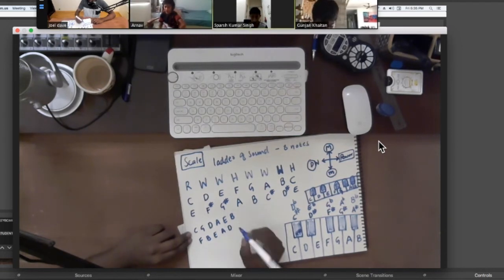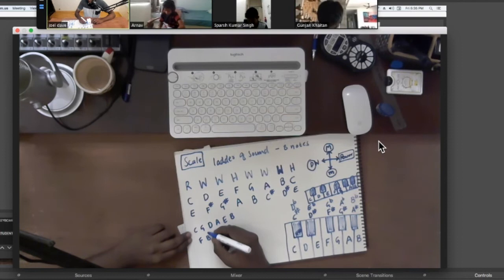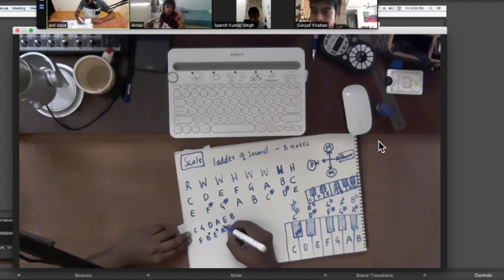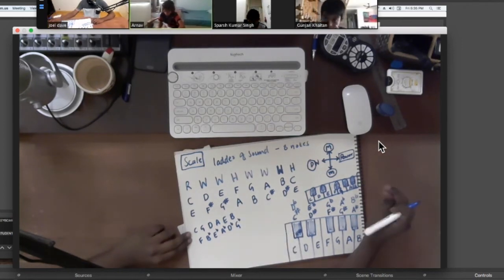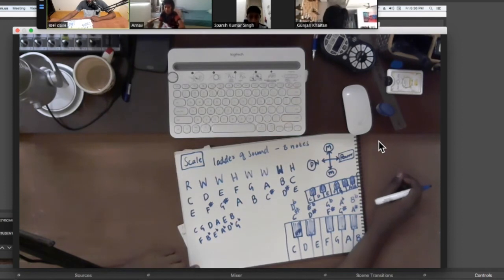Wait, hold on. This will be a B flat, E flat, A flat, D flat. So should we send a G flat picture of this to you? Yes, I want a picture of this.